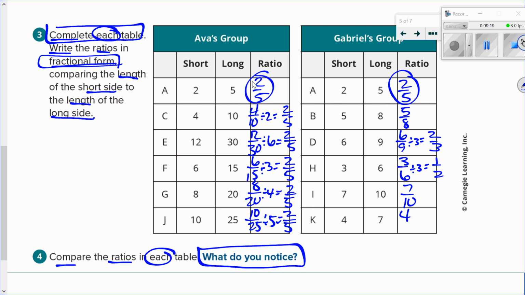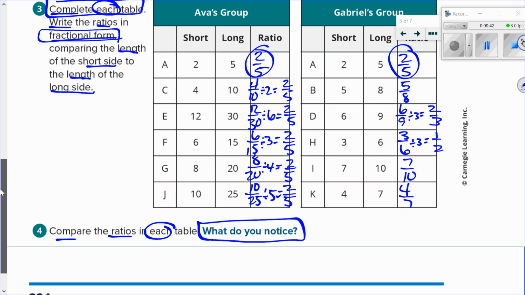What about 4/7? No. So did I end up in this case with the same number for all of them? So this should tell you something very important about these two tables. So I think Ava's pattern becomes very easy to spot, right? What could we say about Ava's pattern?